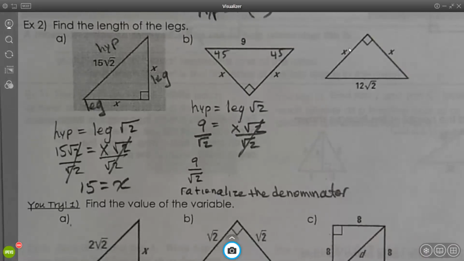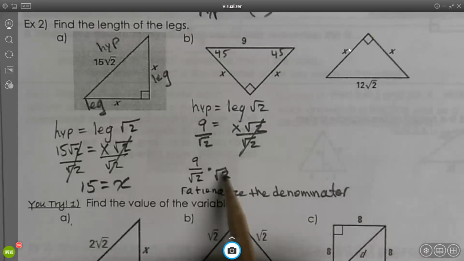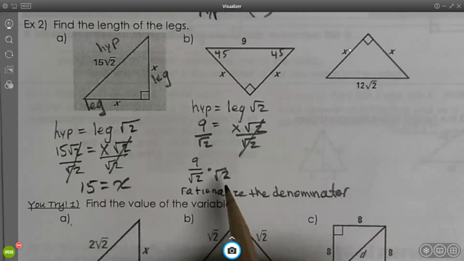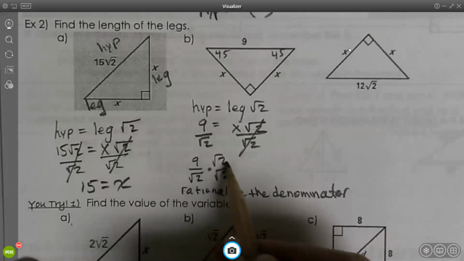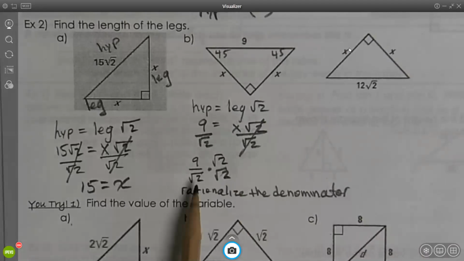But to leave it in a simplified radical form, it's not simplified correctly if the radical is in the denominator. We can't have a radical live in the denominator. So to get rid of that, when you multiply a radical by itself, the radicals cross out and you get the value of 2. But whatever you do to the bottom, you have to do to the top, because now we're multiplying that original fraction by a value of 1.